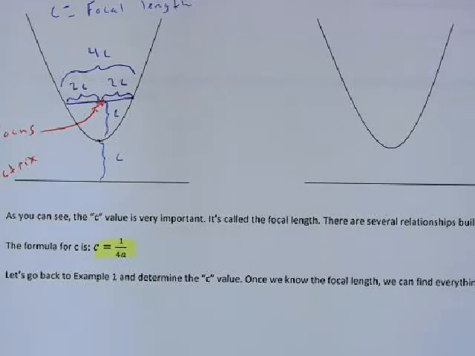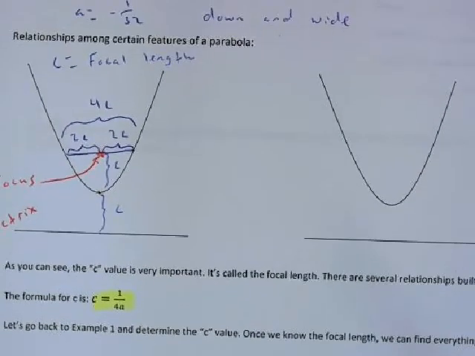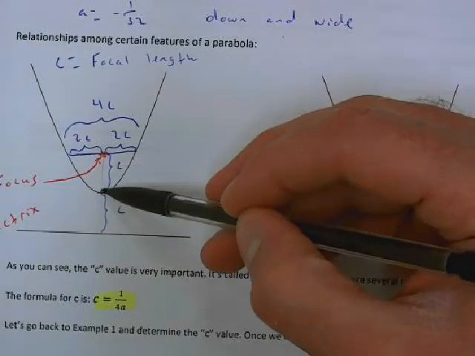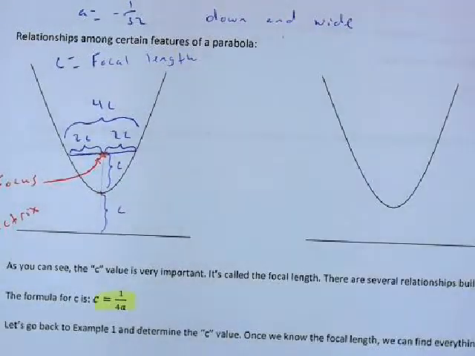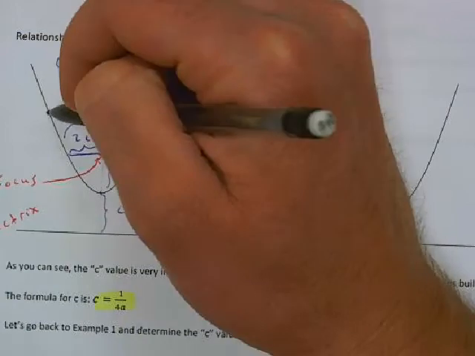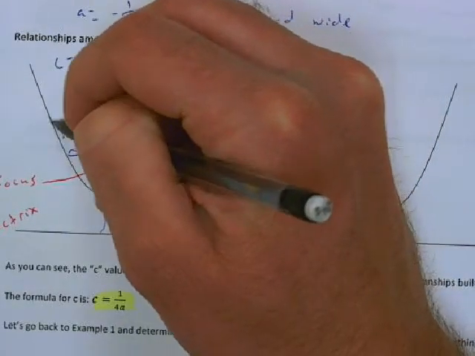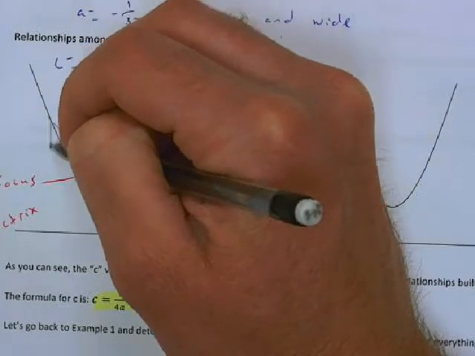Okay? All right. Now, like it says here, let's go back to example number 1 and determine the c value. Once we know the focal length, we can find everything else. Okay? All right, and again, this parabola printed a little bit funky, and I don't want to draw on it too much, and you don't even have to draw these things, but keep in mind, this distance here should be the same as this distance here, and that goes for any point on my parabola. If I pick this point up here, for example, well, then the distance from my focus to that point should be the same as the distance from that point to my directrix.